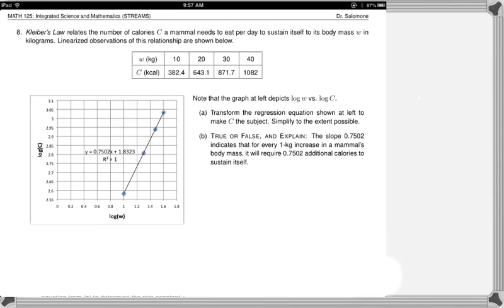So in this linearized Kleiber's law relationship, what you're seeing is a graph of the logarithm of the weight, the mass of an organism, and the logarithm of the amount of calories that it burns in a given day, its basal metabolic rate. And if this is a linear relationship, then you can transform the regression equation to make C the subject. And just to go over that a little bit again here.